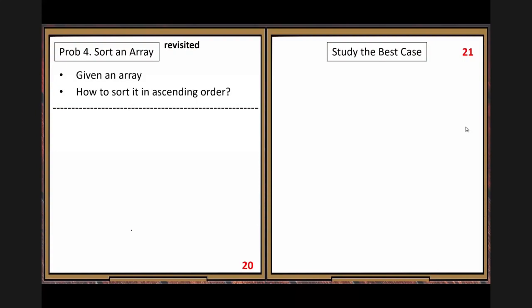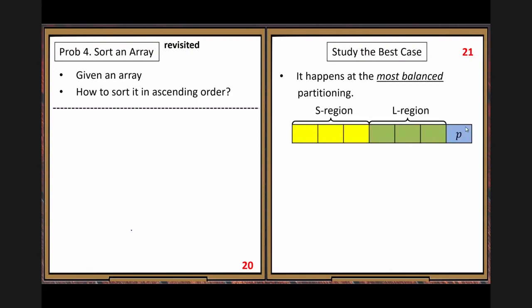Best case, we just take the opposite scenario. So what's the opposite? Most balanced split, right? The previous one was most unbalanced. Here, most balanced. So then we try to find the efficiency formula function. Most balanced partition: S region, L region, almost the same.